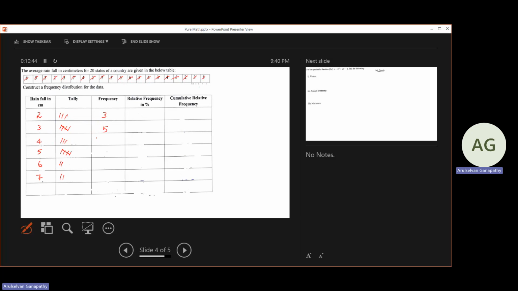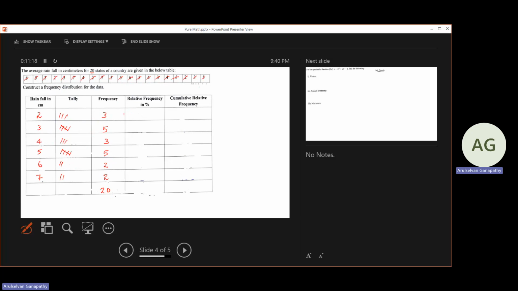For 4, the frequency is 3. For 5, the frequency is 5. For 6, the frequency is 2. And for 7 also the frequency is 2. Now total these. So 3 plus 5, 8 plus 3, 11 plus 5, 16 plus 2, 18 plus 2, 20. So we have 20 states. It's given, right? So we got that 20.